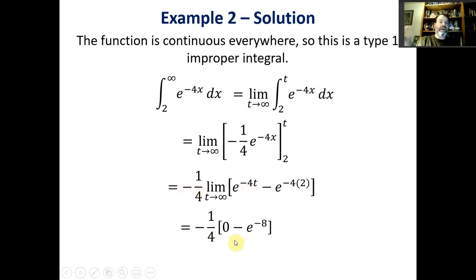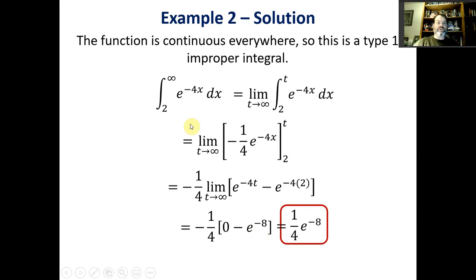Right? You don't actually plug in the infinity. You think through what the limit's going to be. If you're not sure, get out your calculator, make a table, and start plugging numbers in and see what happens. So you get negative 1/4 minus e to the minus 8. Simplify it, which is just 1/4 e to the minus 8.